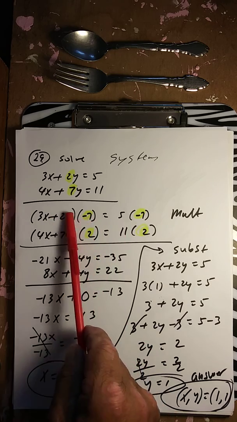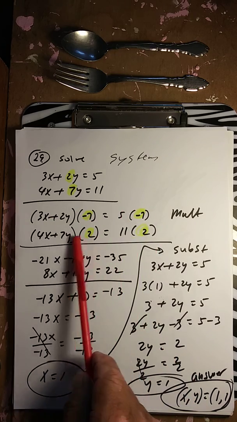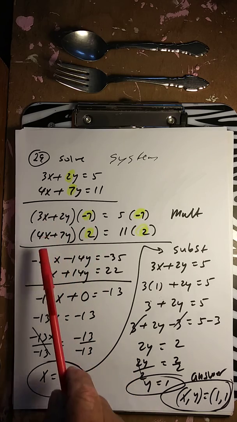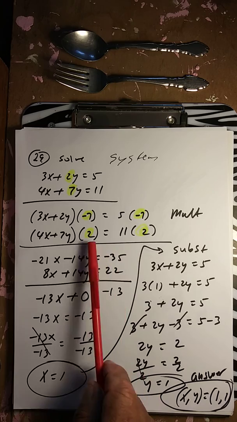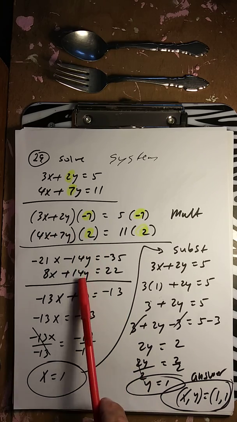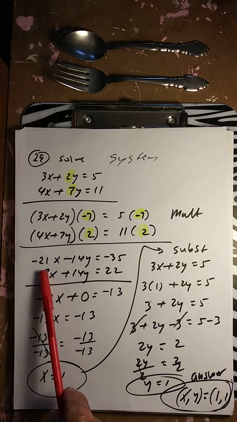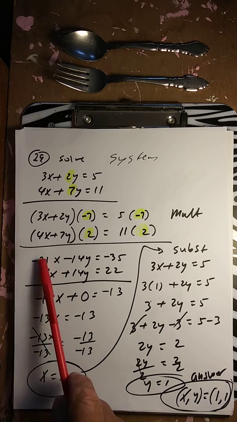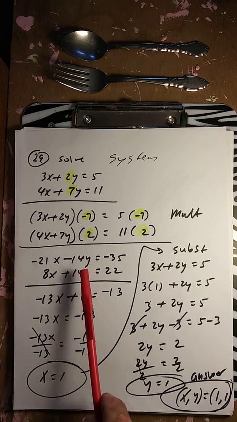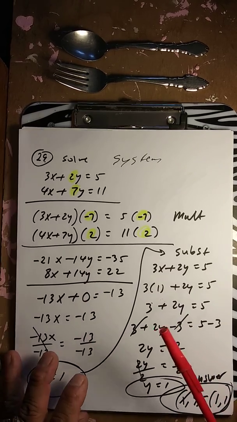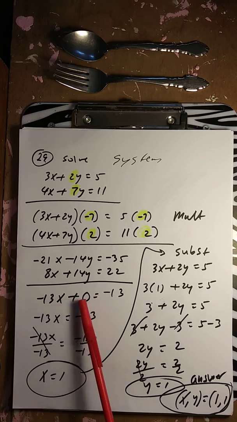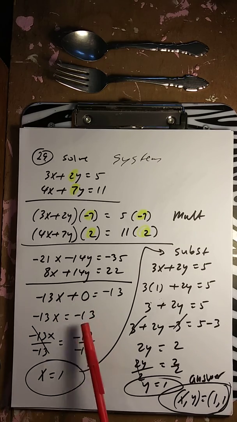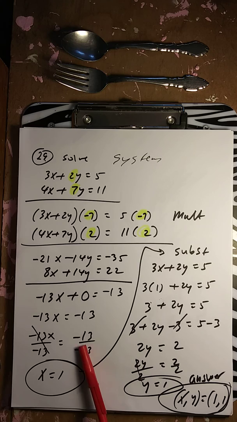So negative 7 times this, and negative 7 times that, and the next one, I'm going to multiply everything by 2. This times this is negative 21x, this times this is negative 14y, this times this is negative 35. 2 times that is 8x, 14y, and 22. Notice that this gives you negative 13x, and 14y minus 14y is 0, and this is negative 13. Now, negative 13x plus 0 is negative 13x. Divide by negative 13, divide by negative 13, so x equals 1.